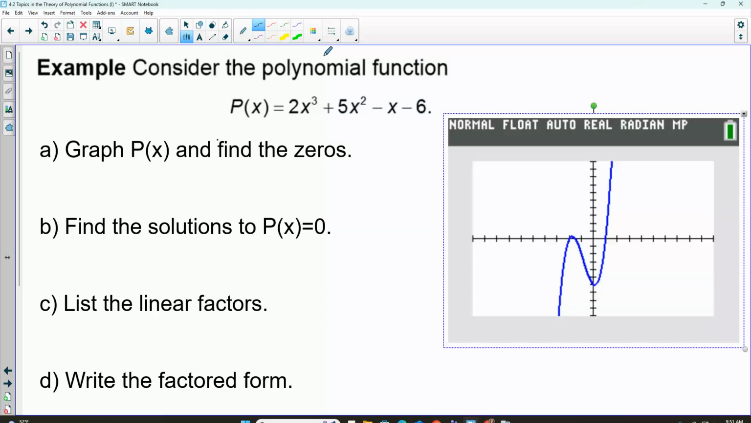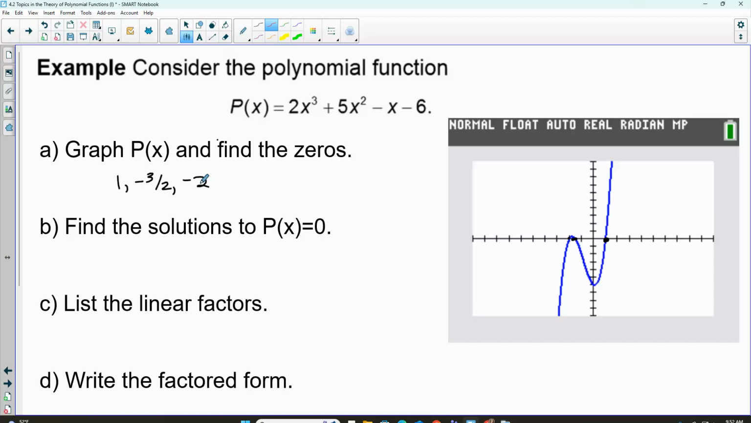Zeros. What are the zeros on the graph like this? Where it hits the x-axis. So it hits at 1. All right, where else? -1.5 and here, does it hit at -2 as well? Little hard to tell on there.